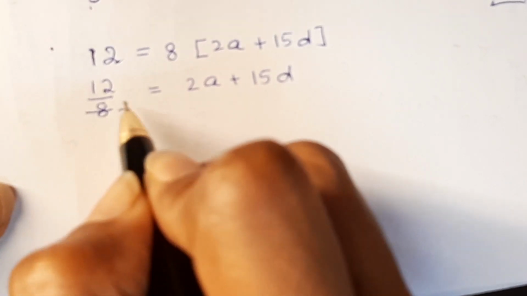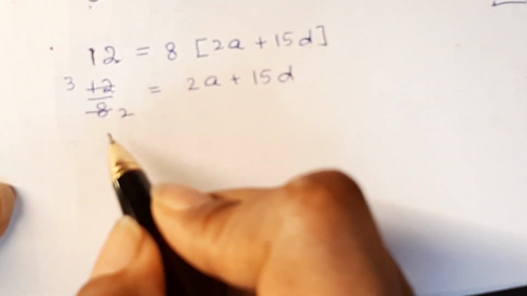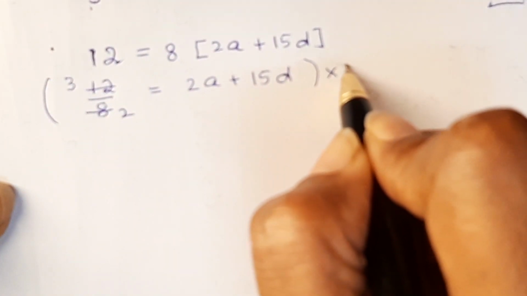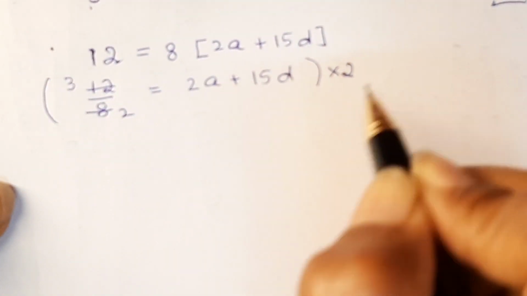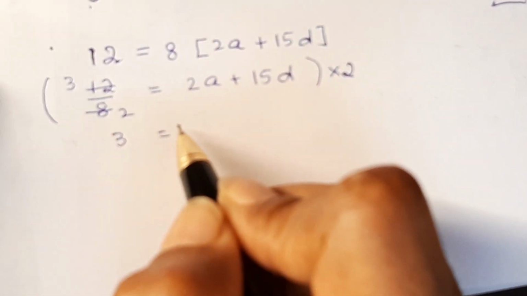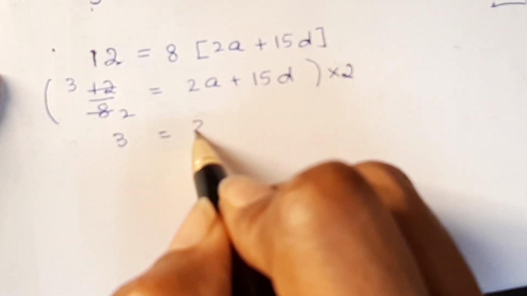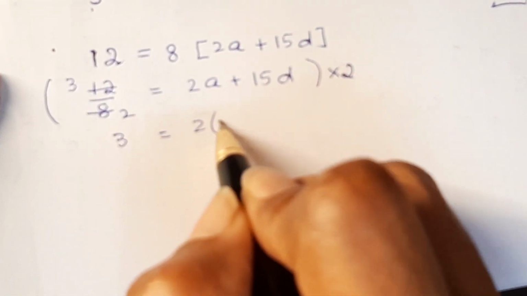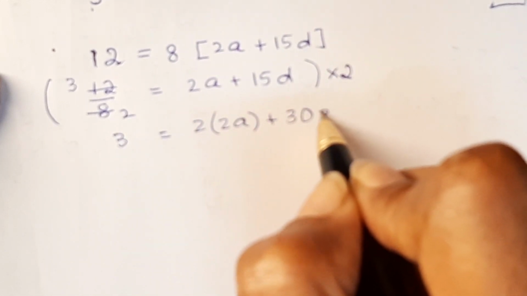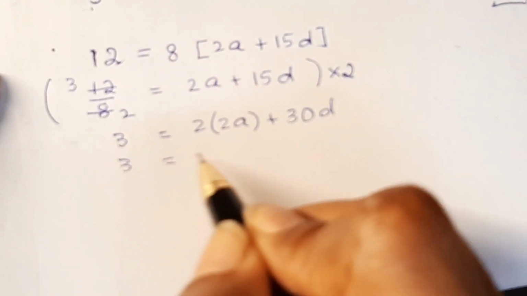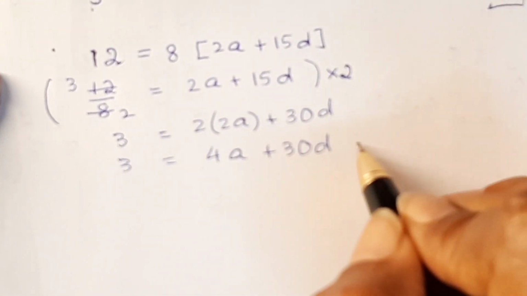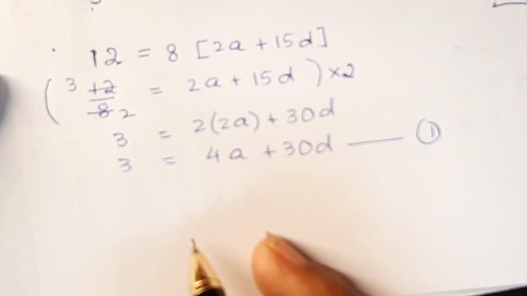4 will go twice and 3 times. And now, because there's a denominator here, we will multiply the whole equation by 2. And that will give us 3 is equal to 2 into 2a plus 30d. So we'll have 3 equal to 4a plus 30d, and that is our equation 1.